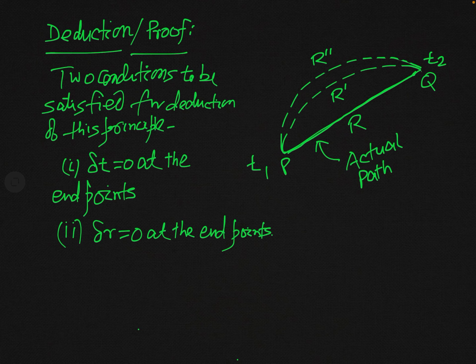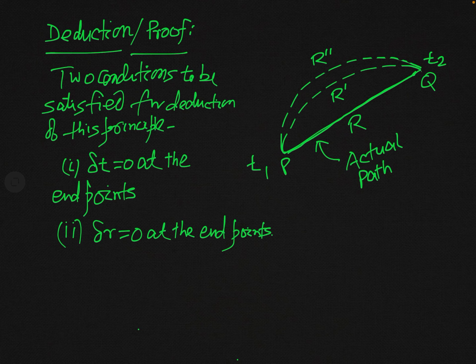So these are the two conditions which will be utilized in the small delta variation, or you can say this is the property of a small delta variation, that delta t at the end points should be 0 and delta r should also be 0 at the end points. Now, taking these two important conditions for small delta variation, we will derive Hamilton's principle first of all.